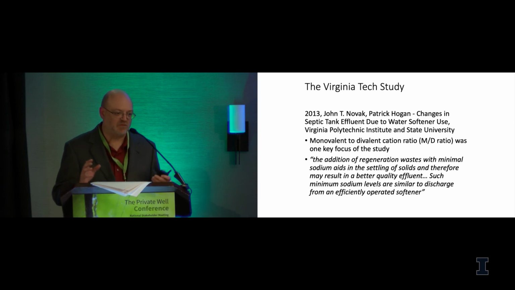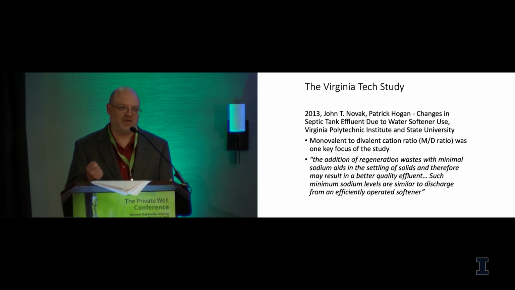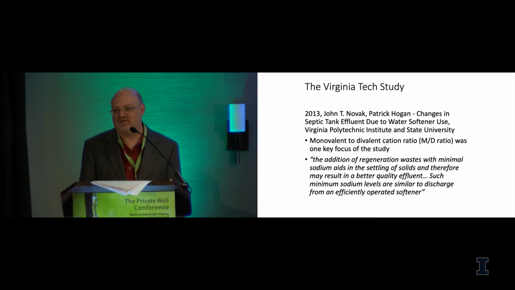So there's really two ways that you can get this M to D ratio out of whack. One is you can bypass the discharge to the septic system. So you're essentially denying the septic system access to calcium and magnesium, which is typically one of the most common divalent cations in the water supply. So you're really changing the chemistry there in the septic tank.